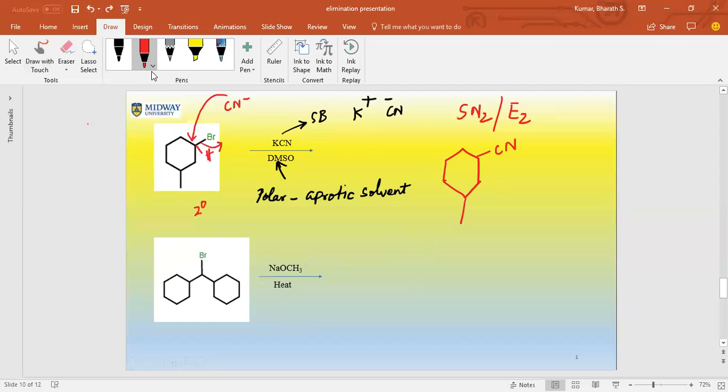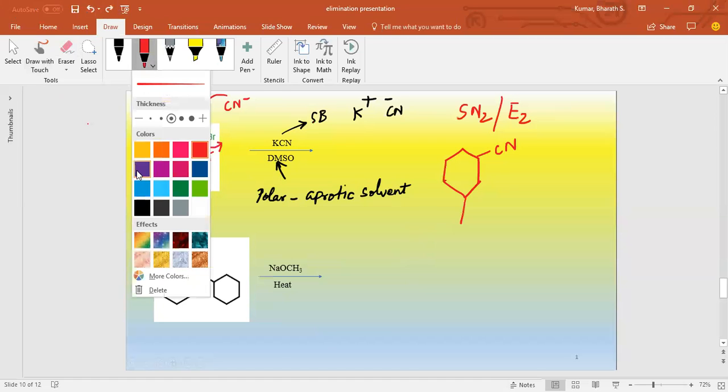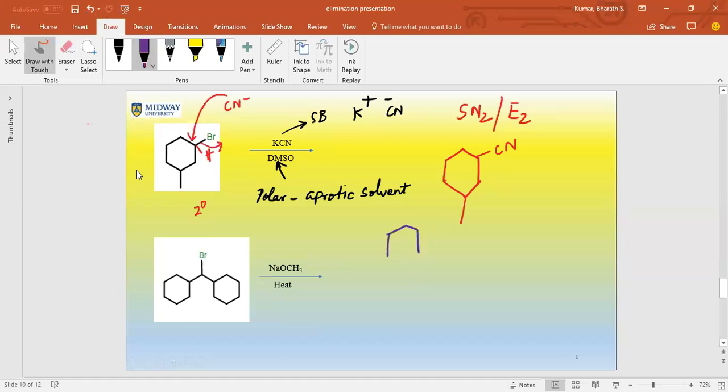Okay, let me actually draw it in a different color so it makes more sense. Okay, so you have your group, right? So this is your Br, okay? If it has to go through an E2, that means these are your beta hydrogens, right? So it can have 2 products. Let's draw both of them, okay? Let's not make any judgment call right now. Let's just make both the carbon. So you have a hydrogen here. You have 2, in fact, and you have 2 here as well.